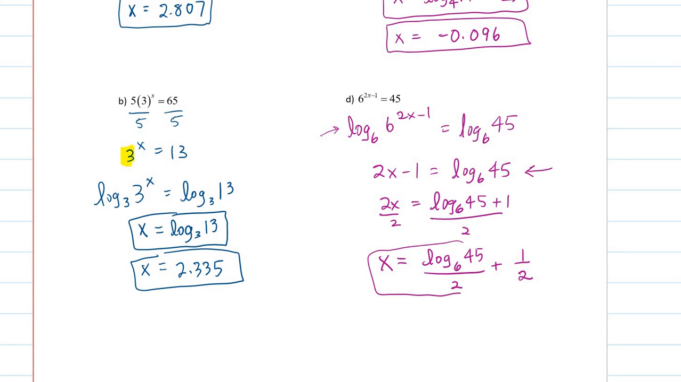This is the exact answer. When you go to your CAS to plug it in, on your TI-Nspire, you should get 0.562 as your rounded answer.